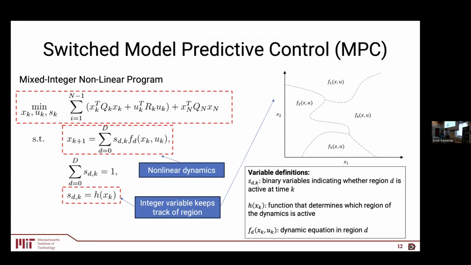And in this formulation, an integer variable s takes 0 or 1, and only one is selected, picking a particular region to apply its dynamic equations. It looks like a unified representation, but S times F_D, the domain dynamic equations, must be switched. So having the integer S and the continuous state X, both are involved. This is a mixed integer problem, hard to solve.